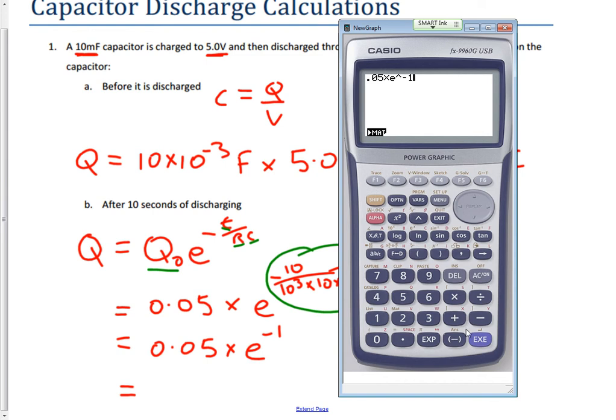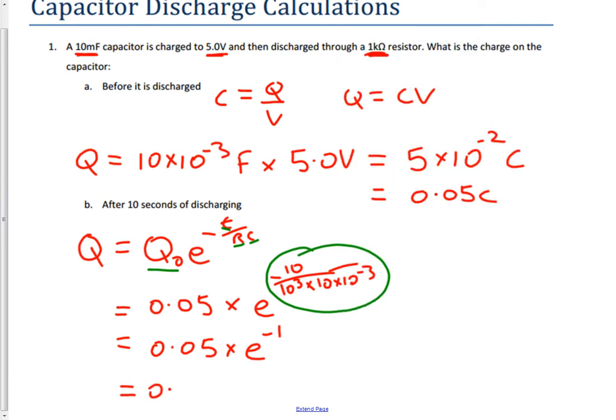Your calculator might not look exactly like this, but it should have an e to the x or an e to the something function. So we want e to the power of minus 1 equals, we'll call that 0.018 coulombs. So after 10 seconds, the charge has gone from 0.05 coulombs to 0.018 coulombs.